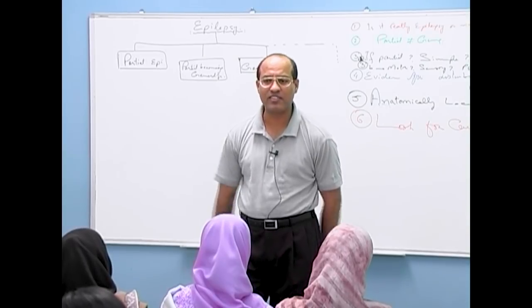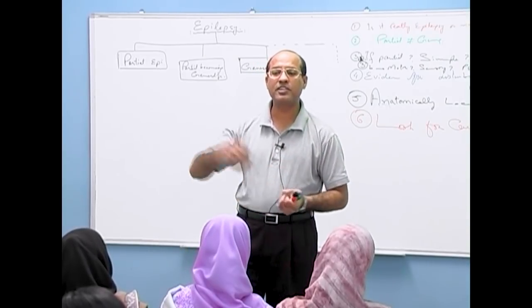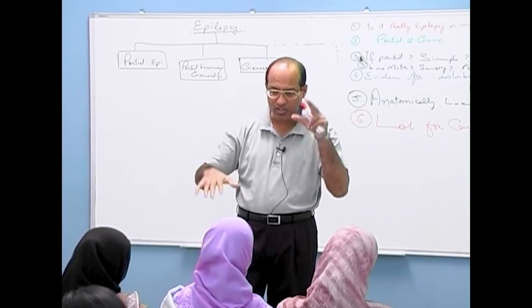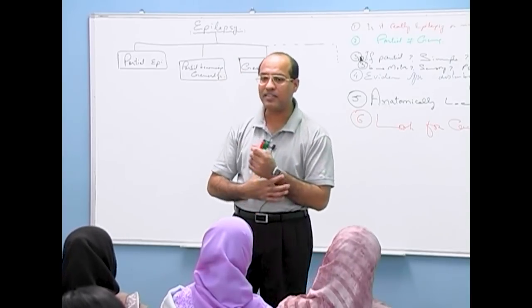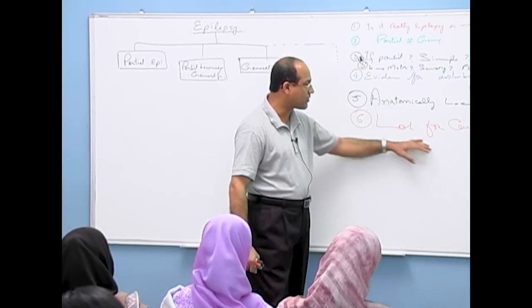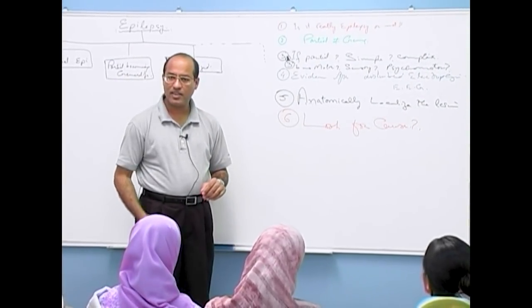Don't memorize these things by rote. It is very easy to understand. Any pathology in the central nervous system will disturb the balance between the stimulatory and inhibitory systems and may come up as epilepsy or seizures. So look for the cause.